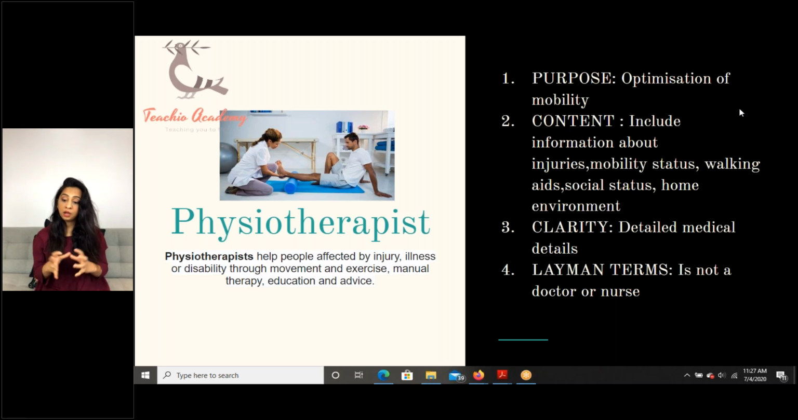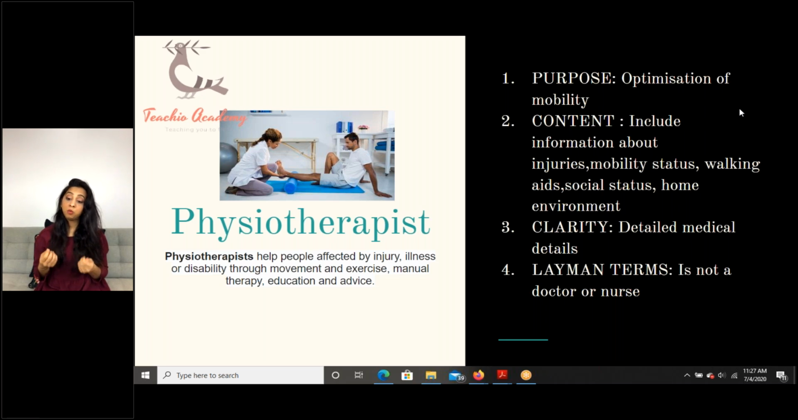Now that we've discussed what the physiotherapist does and what they may be asked to do on your OET letter, let's just discuss what information is quite important to be included in a letter to a physiotherapist. So that's going to be your content. So content will be information regarding whether this patient has had an injury, and how they are walking right now.